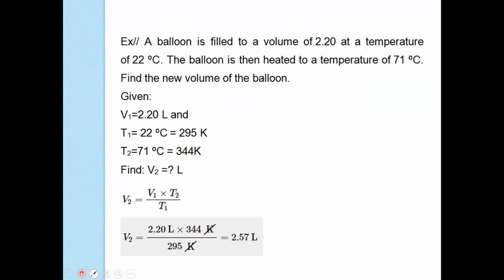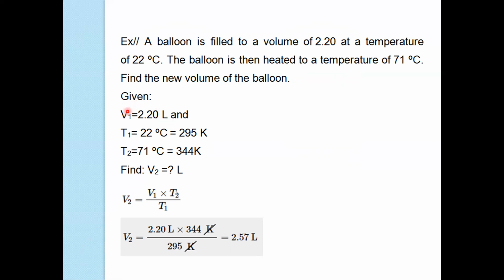For example, a balloon is filled to a volume of 2.2 liters at a temperature of 22 centigrade. The balloon is then heated to a temperature of 71 centigrade. Find the new volume of the balloon. Again, we have to identify the given information and what the problem is.